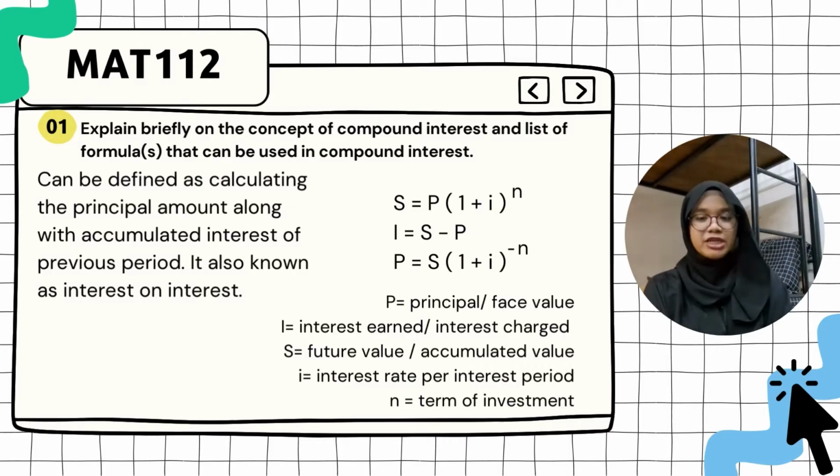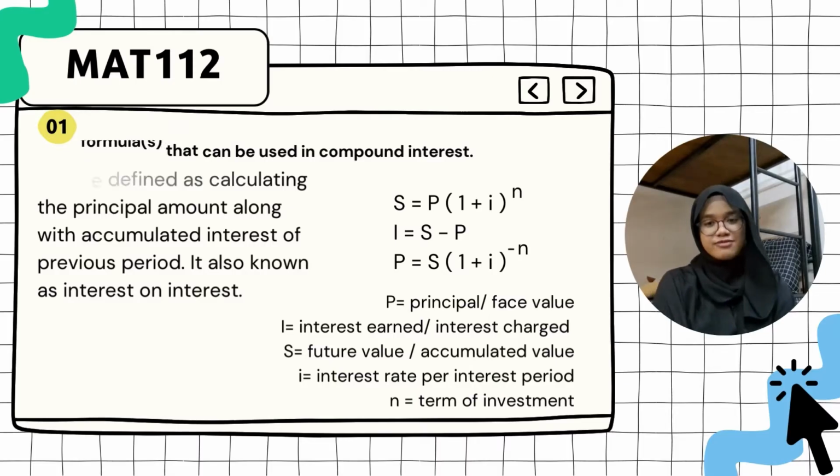P equals principal or face value. I stands for interest earned or interest charged. S stands for future value or accumulated value. i equals interest rate per interest period. And the last one is n equals term of investment.